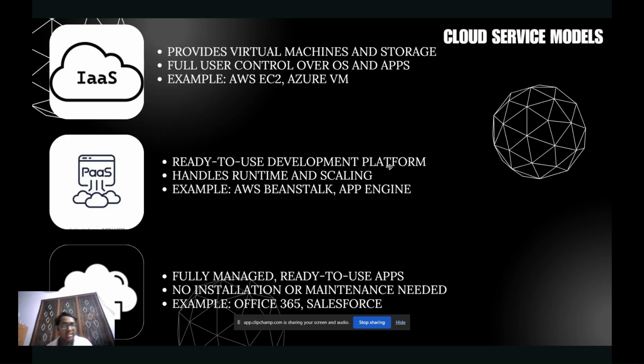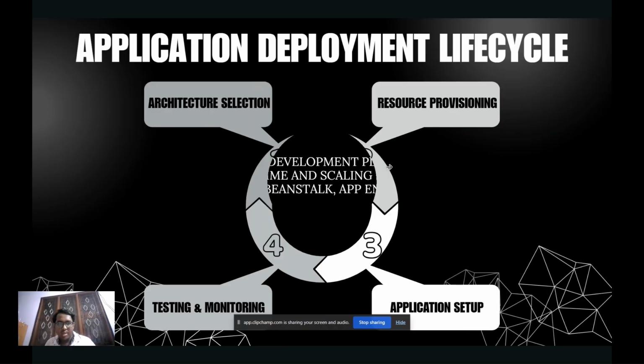What is SaaS? SaaS is software as a service. It is fully managed by the service provider. It is there ready, with no installation, no maintenance. You just plug in and play. Examples: Office 365, Salesforce. These are very famous examples.